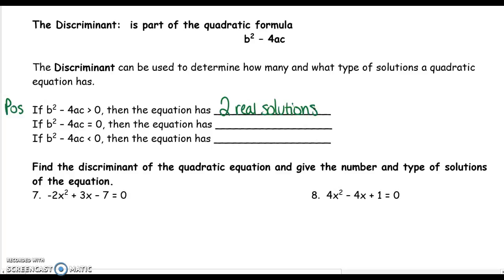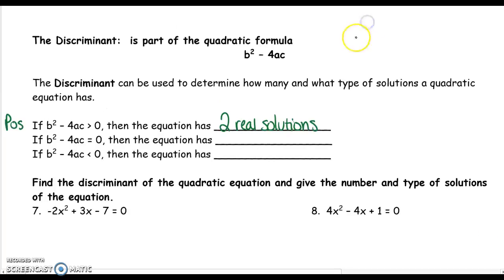If the discriminant is 0, we would have the square root of 0. So in the quadratic formula, you'd have plus or minus the square root of 0. What is the square root of 0? So it'd be plus or minus 0. Whether we add 0 or subtract 0, it's not going to change what the answer is. So if your discriminant equals 0, then your quadratic formula is going to have one real solution.